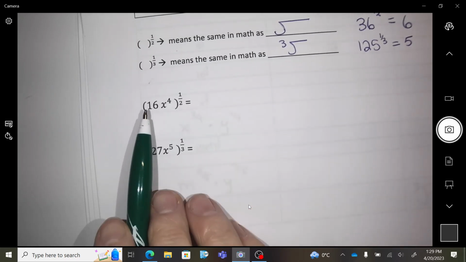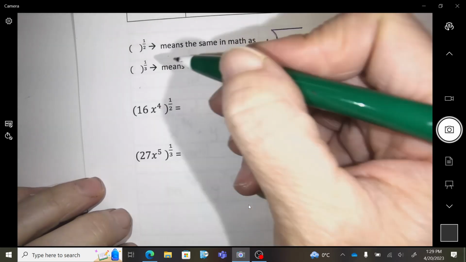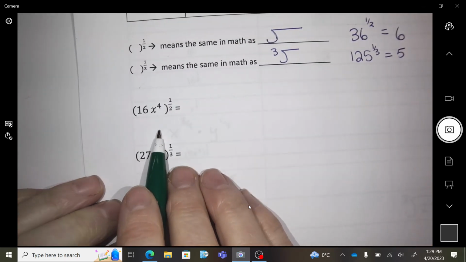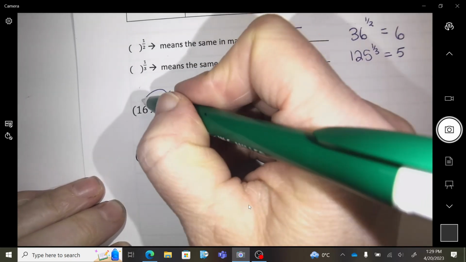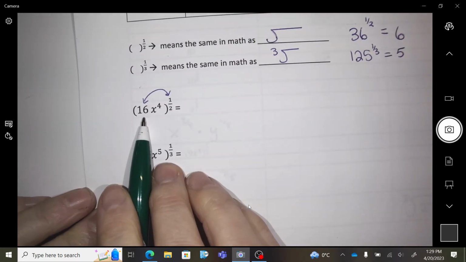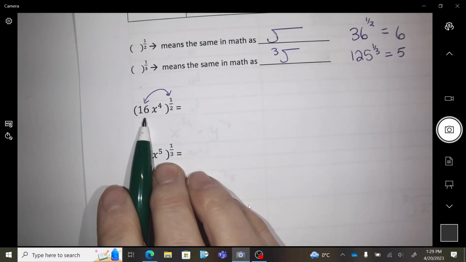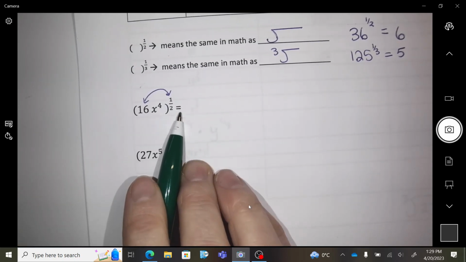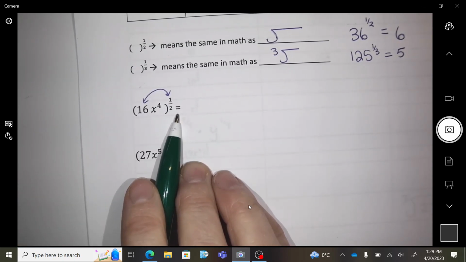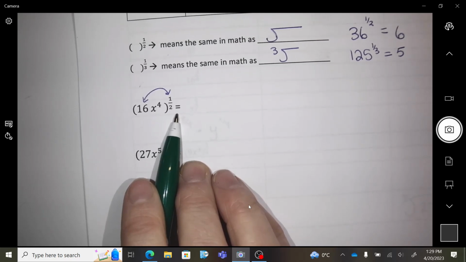Okay, ready? So we have this to the 1/2. So we have to apply the 1/2 to the 16. What's the normal? It's just math. What is 16 to the 1/2? AKA, what's the square root? 4.